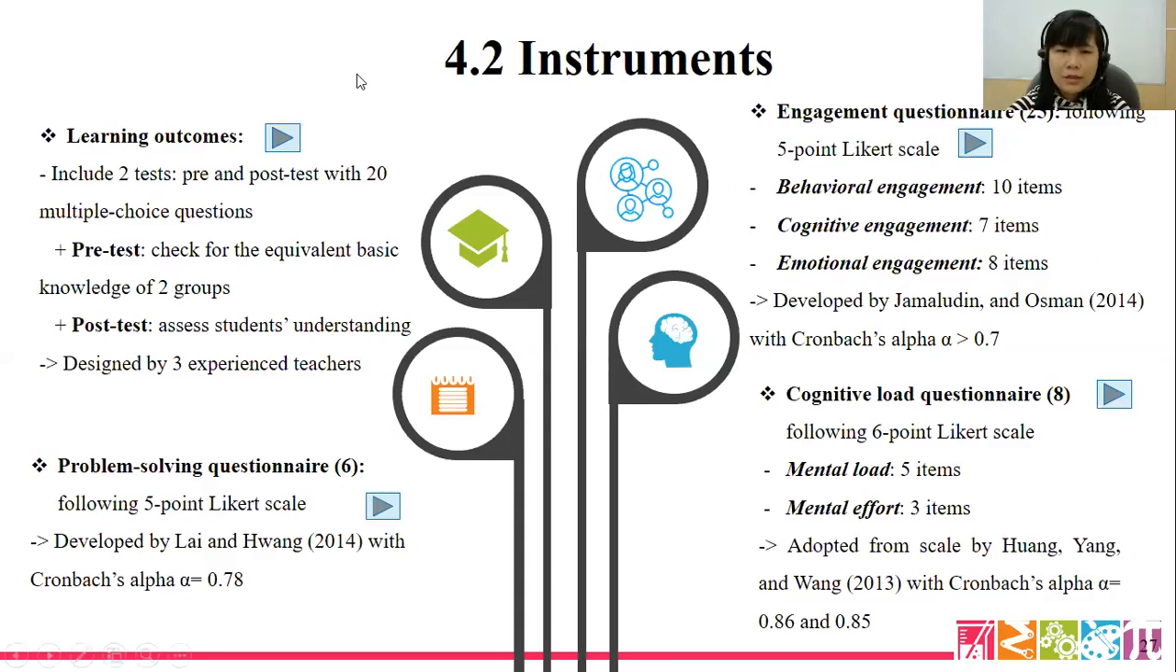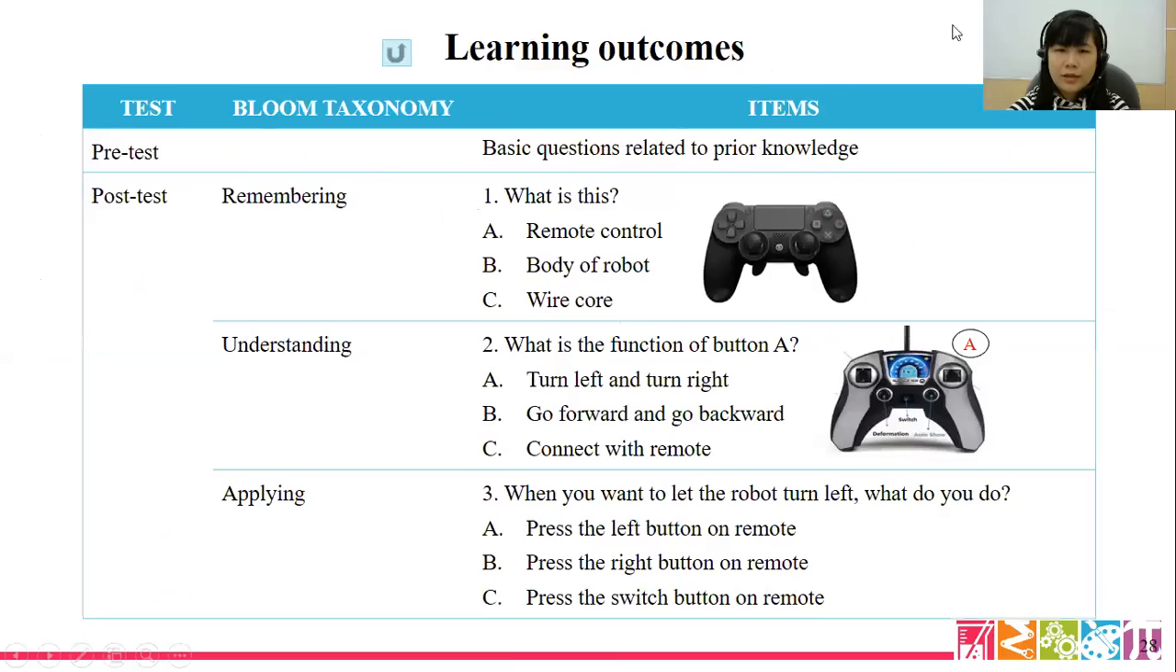So in learning outcomes, there are 2 tests: the pre-test and post-test, each with 20 multiple choice questions. For the pre-test, we will investigate the equivalent basis of knowledge of the 2 groups. And for the post-test, we will assess the student understanding of robotics. The tests were designed by 3 experienced teachers. And this is an example of the test.